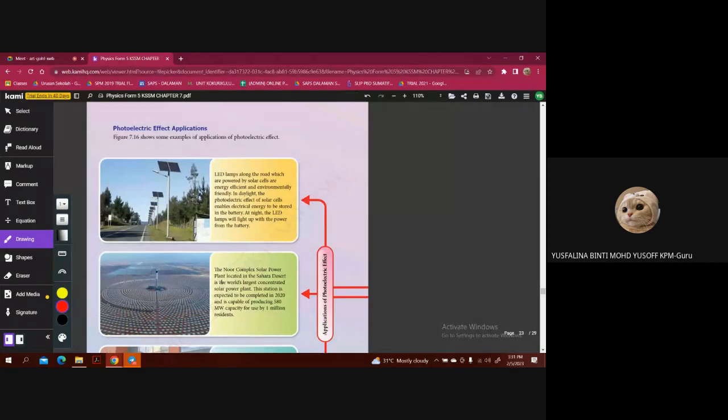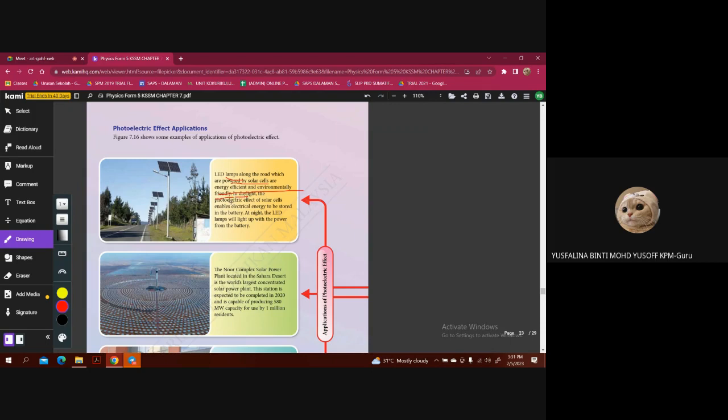So we use it in the LED lamps along the road which are powered by solar cell. This one I don't think we have in Malaysia, maybe, I'm not sure. So far, I don't know. Energy efficient, of course, and environmentally friendly, of course. And of course it saves cost. But of course the photocell is quite expensive also. But in the long term, it saves cost, right?